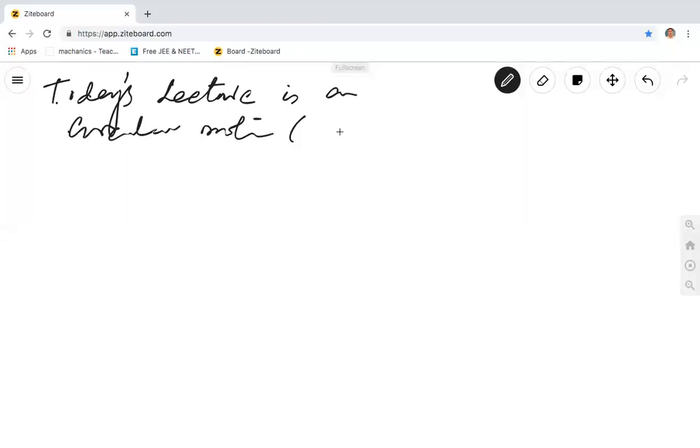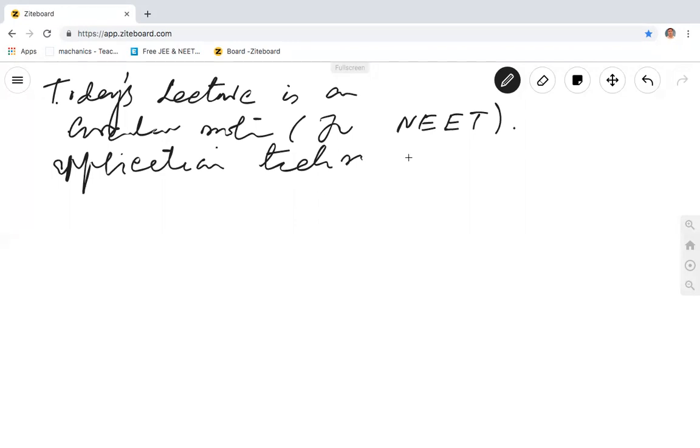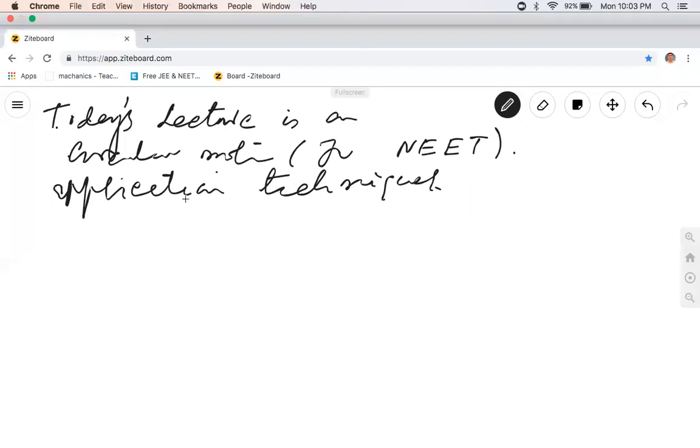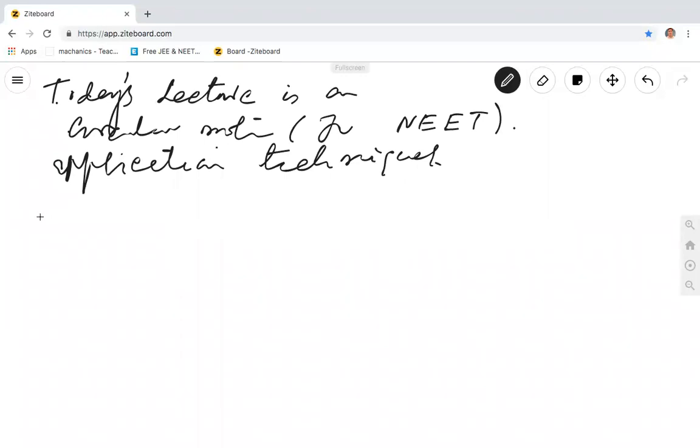Okay, today's lecture is on circular motion for NEET students, for the NEET exam, and I will start with application techniques. Right? Okay. Number one application.